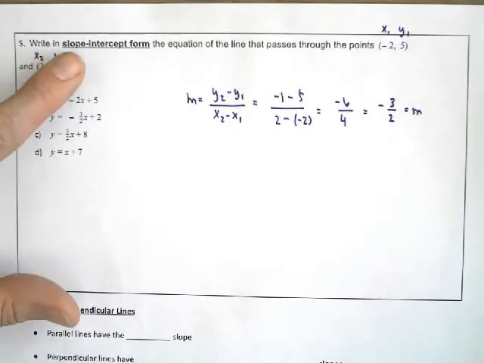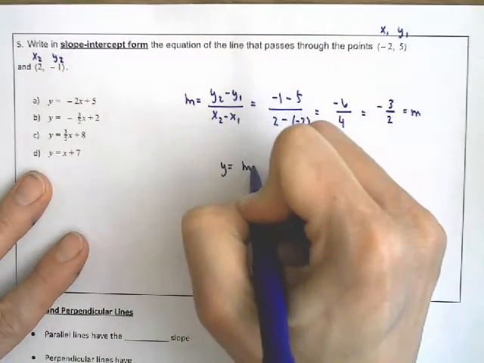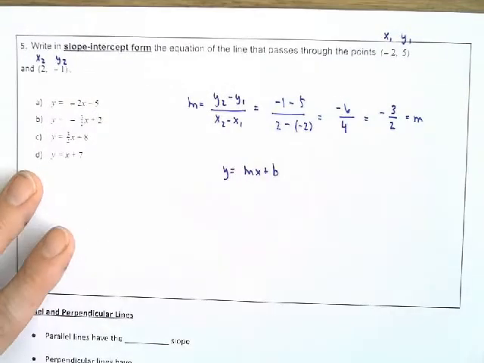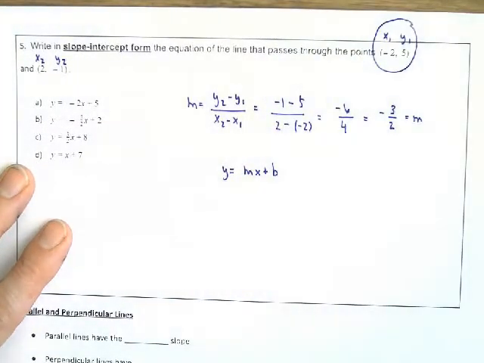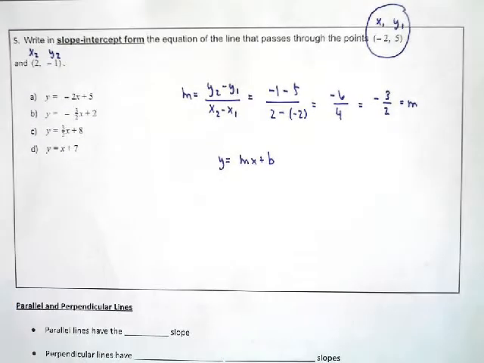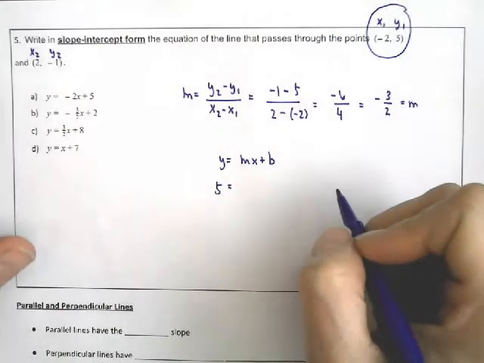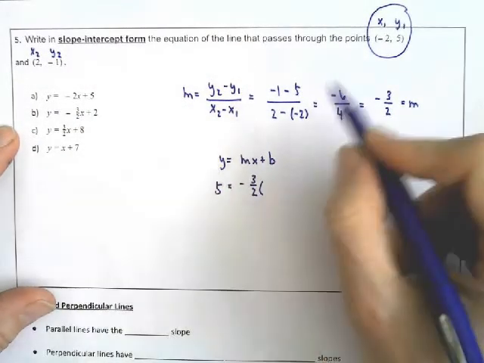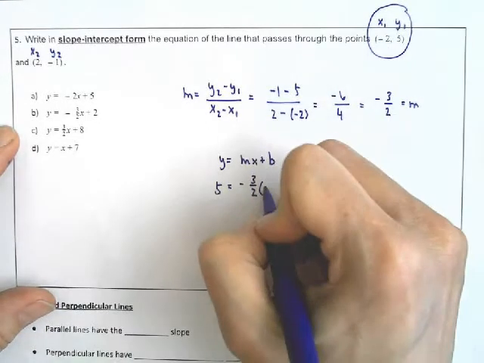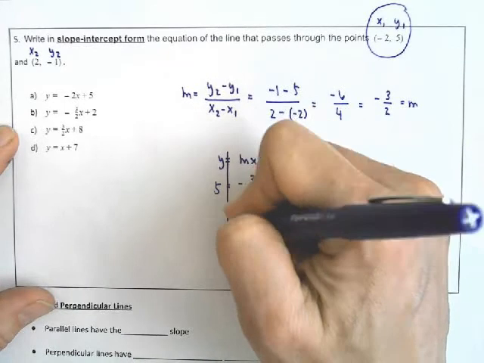Now, this problem does want me to find the equation, so in this case, I do have to solve for b. So let's walk through this process. Again, I just like to pick my first point. It doesn't matter. Either way will get you the correct answer. So my y is 5. M in this case is negative 3 over 2. My x is a negative 2. And then I copy plus b. And we're going to solve for that b.